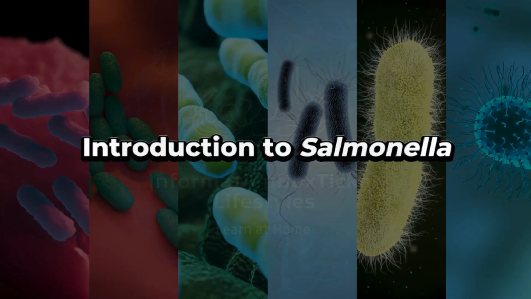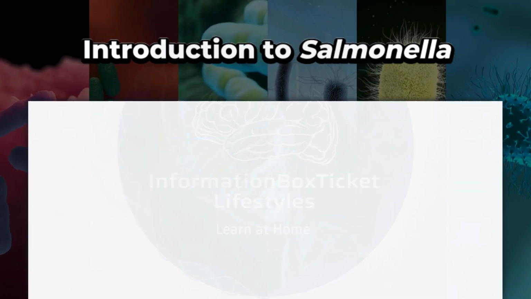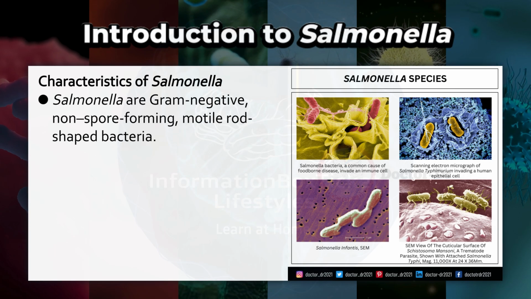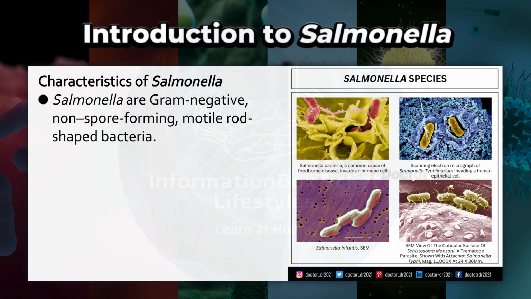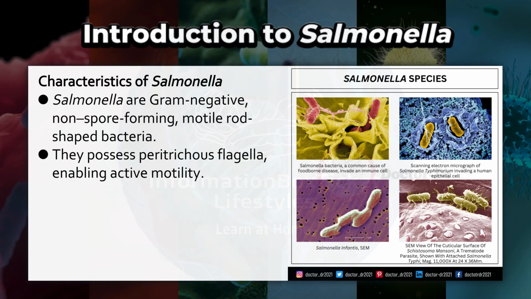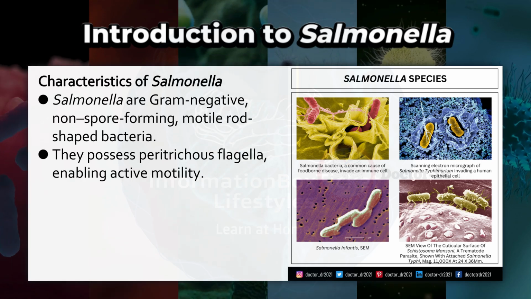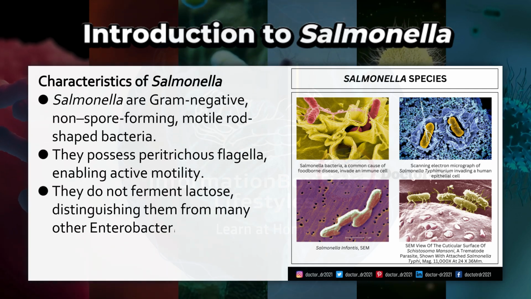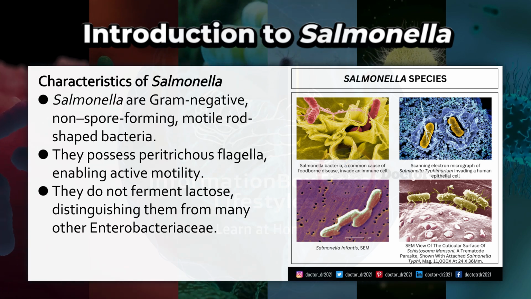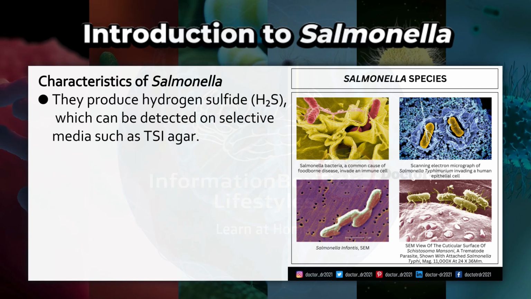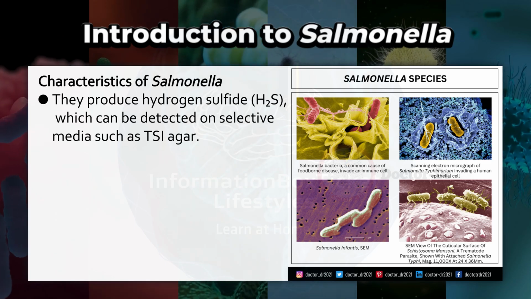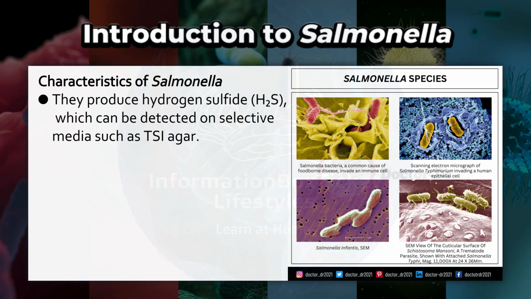Introduction to Salmonella. Characteristics of Salmonella. Salmonella are gram-negative, non-spore-forming, motile rod-shaped bacteria. They possess peritrichous flagella, enabling active motility. They do not ferment lactose, distinguishing them from many other Enterobacteriaceae. They produce hydrogen sulfide, H2S, which can be detected on selective media such as TSI agar.